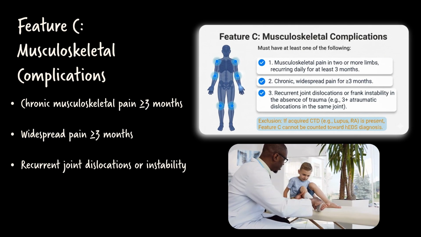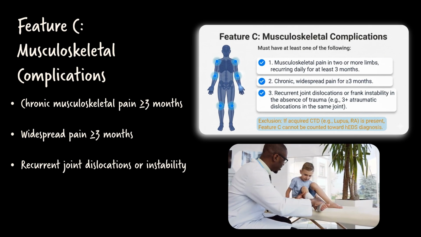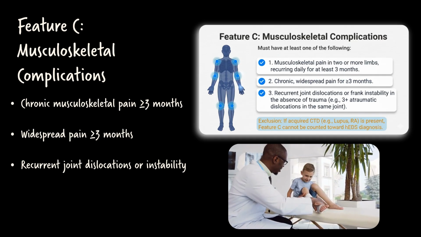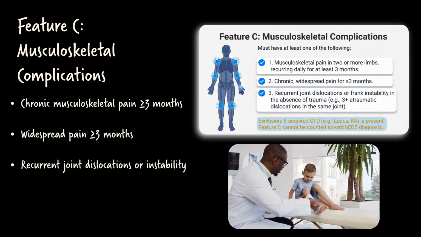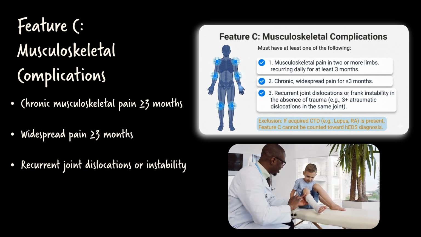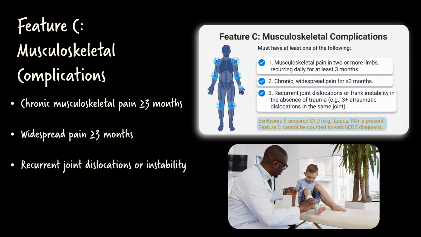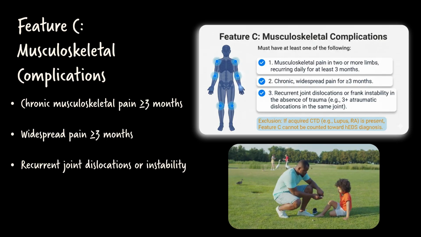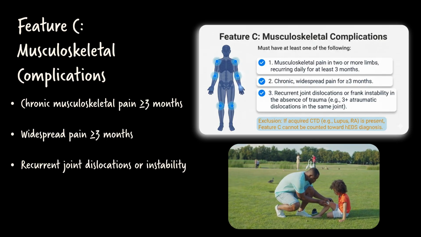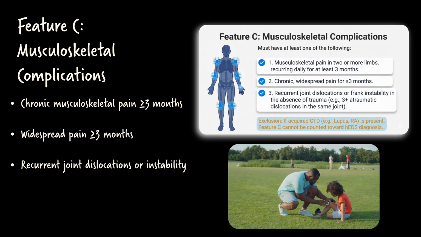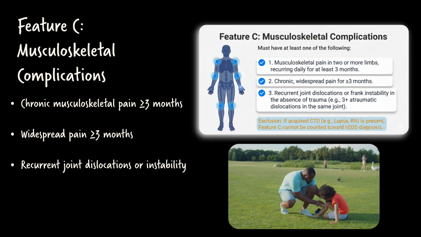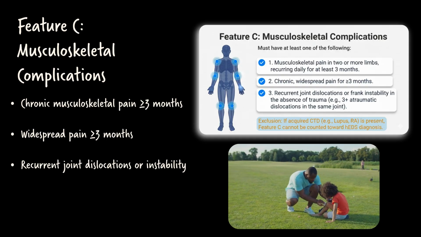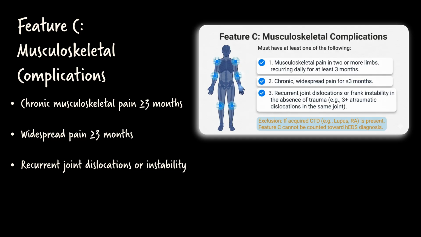Feature C captures the musculoskeletal complications associated with hypermobile Ehlers-Danlos syndrome. This feature is met by the presence of chronic musculoskeletal pain lasting 3 months or longer, widespread pain for at least 3 months, or recurrent joint dislocations or frank joint instability occurring in the absence of significant trauma. These findings reflect the functional impact of connective tissue laxity and are central to understanding symptom burden and daily challenges in affected patients.